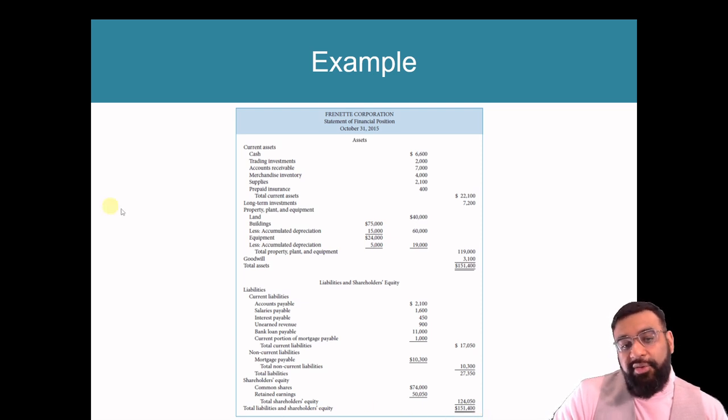151,400. As you can see, our total assets of 151,400 equals our total liabilities and shareholders' equity of 151,400. And remember, the accounting equation must always remain in balance. Very important.